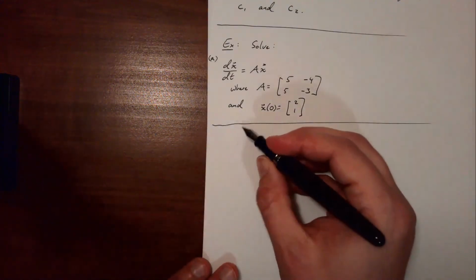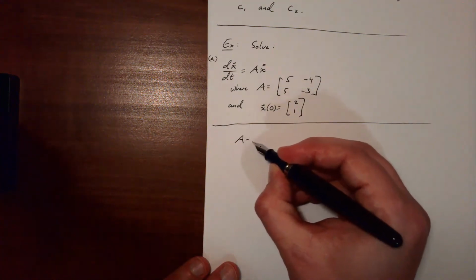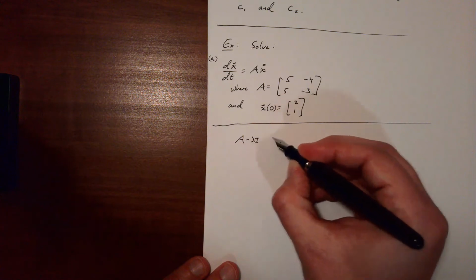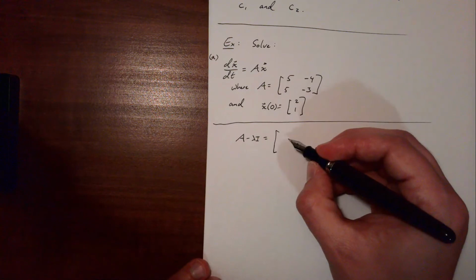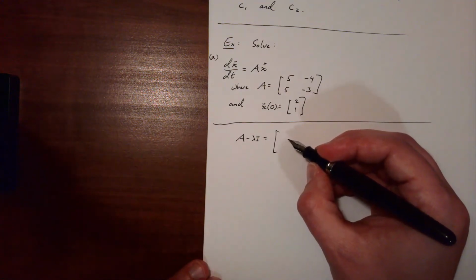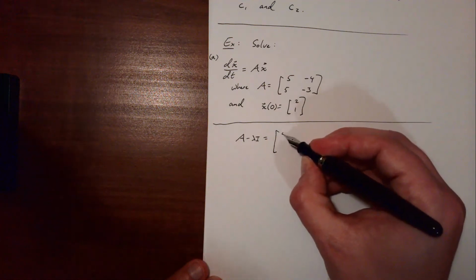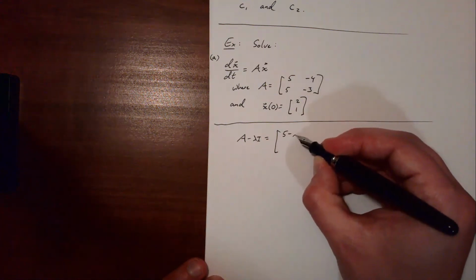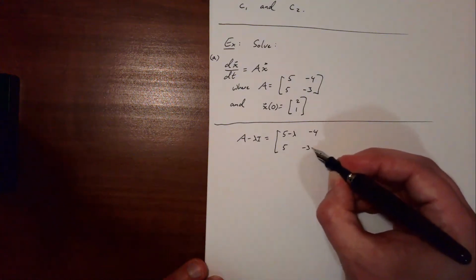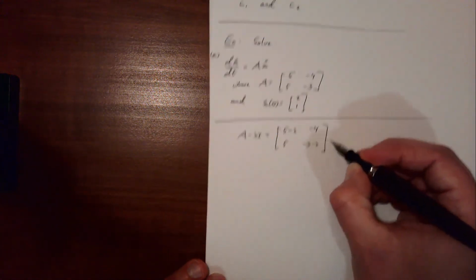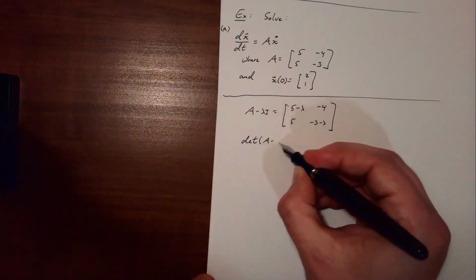Okay, so we've got to start by finding the eigenvalues. So let's go ahead and see where that takes us. So A minus lambda I. We do not change anything about our general approach here. It's just that when we solve these, we're going to end up with some perhaps imaginary results. So 5 minus lambda, -4, 5, -3 minus lambda. Nothing different here. We just take the determinant.